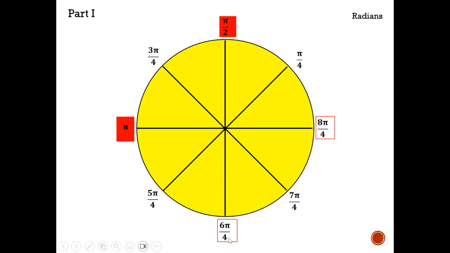6 pi over 4 will give us 3 pi over 2. And 8 pi over 4 will give us 2 pi. Okay? That's the radians. Now comes the degrees. Okay? Degrees, right? We're going to start with 0.